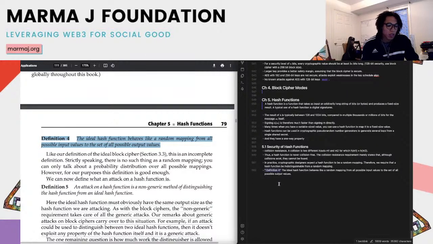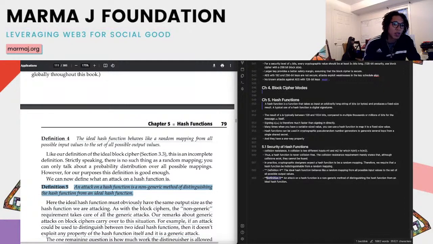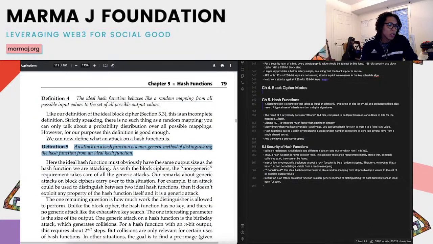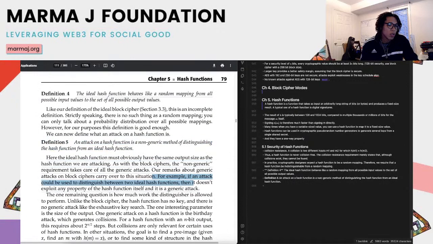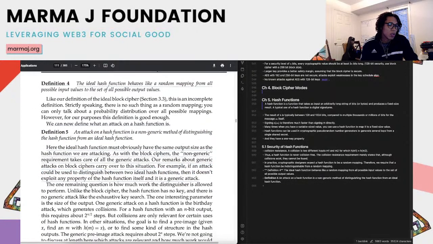We can now define what an attack on a hash function is. Definition 5. An attack on a hash function is a non-generic method of distinguishing the hash function from an ideal hash function. Here, the ideal hash function must obviously have the same output size as the hash function we are attacking. As with the block ciphers, the non-generic requirement takes care of all the generic attacks. Our remarks about generic attacks on block ciphers carry over to this situation. For example, if an attack could be used to distinguish between two ideal hash functions, then it doesn't exploit any property of the hash function itself and it is a generic attack.